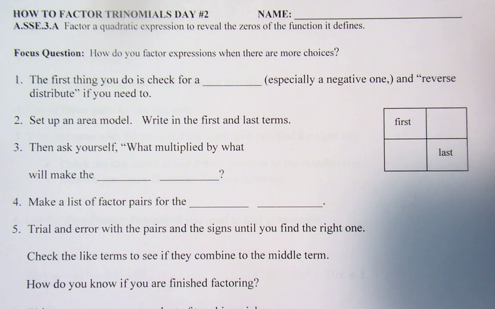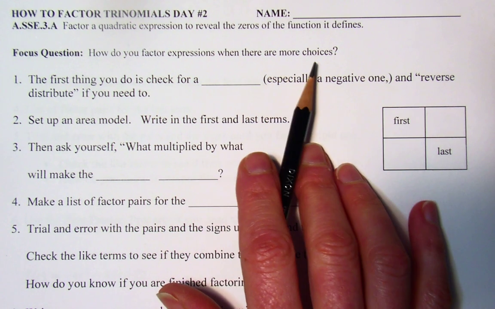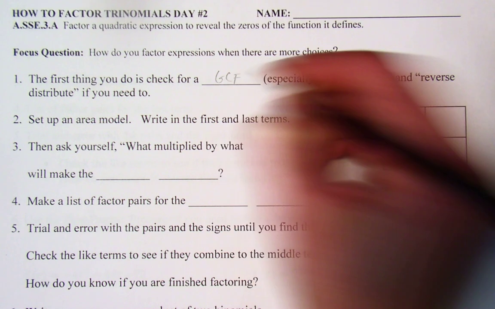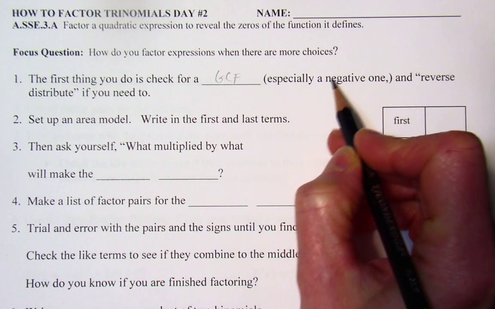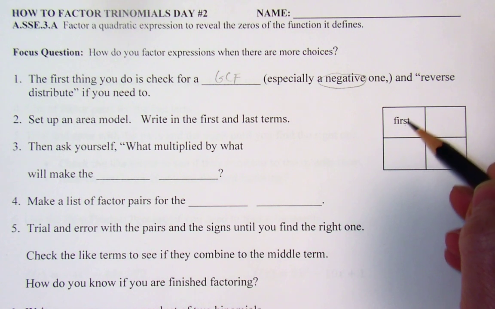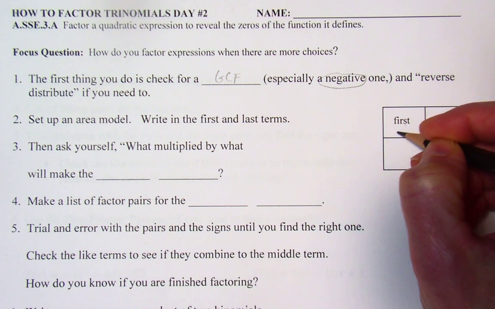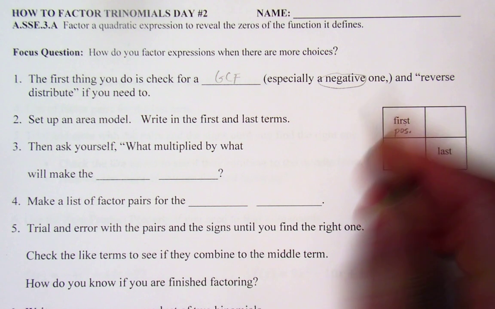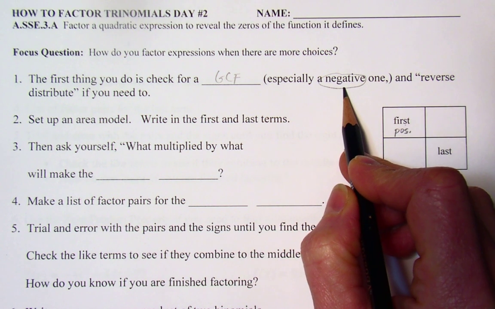So this is factoring trinomials day 2. It has the same objective as day 1, except this time there are going to be more choices. As always, the first thing you do is check for a greatest common factor, especially if it is negative, because you always want what's in this first term box here to be positive. That's the purpose of factoring out a negative GCF.